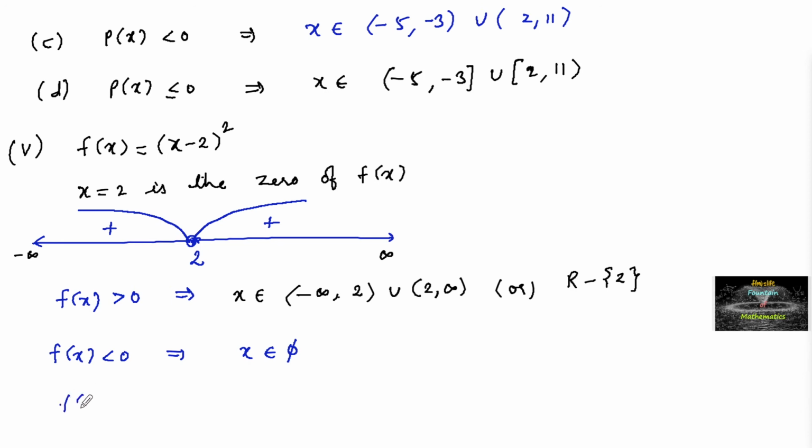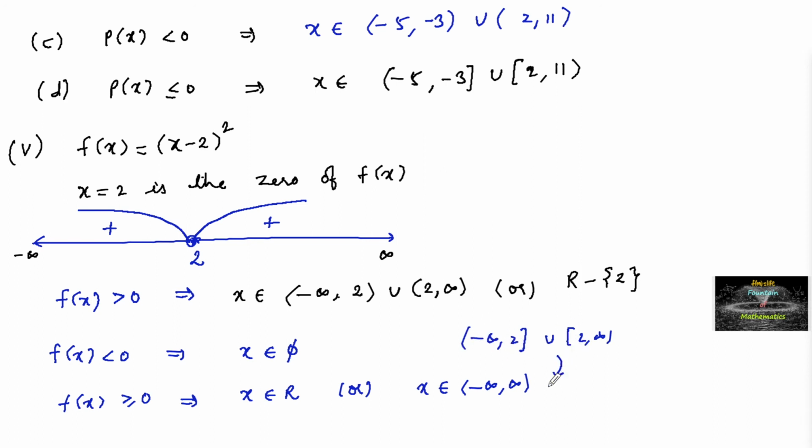And coming to f of x greater than or equal to 0, we can say that it's all real numbers, x belongs to R, minus infinity to plus infinity, because we can include this one: minus infinity comma 2 closed, again union 2 to infinity. Which means that 2 is included in both, so we can write directly minus infinity comma plus infinity.